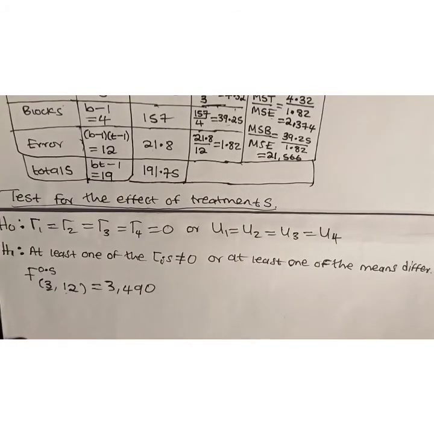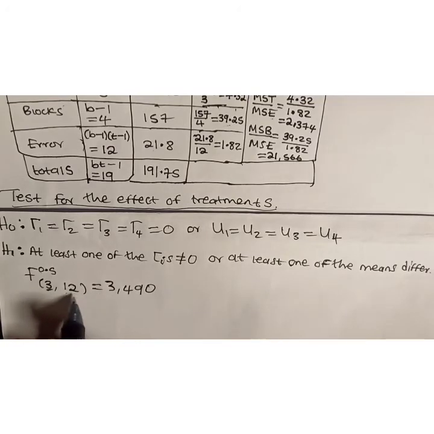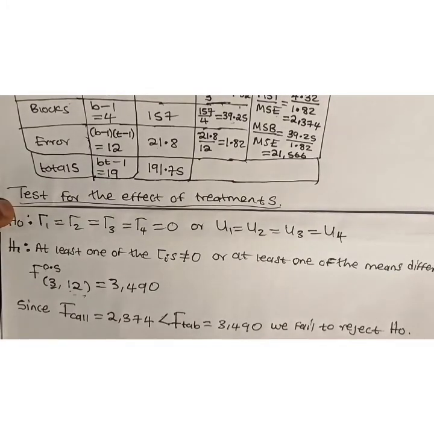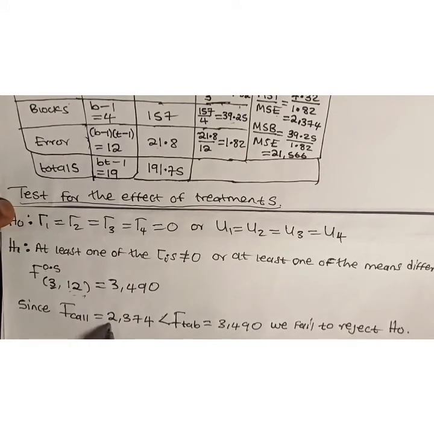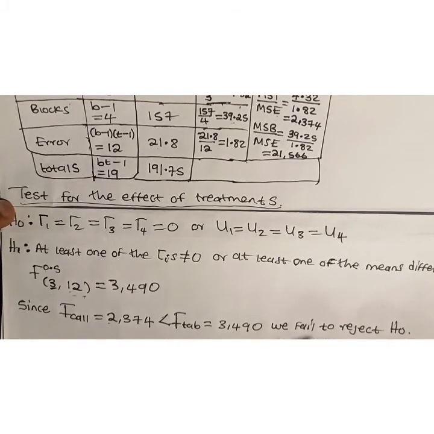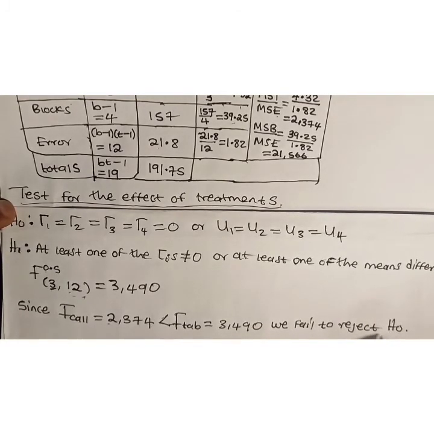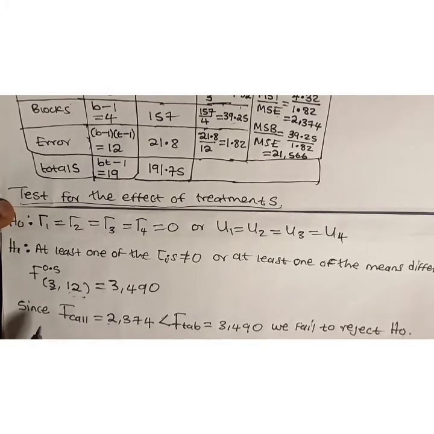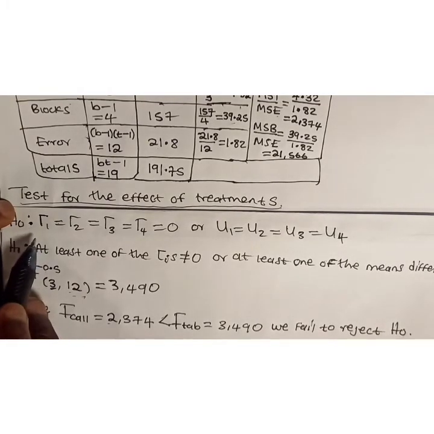So the next step will be comparing the F calculated with this critical value. So since our calculated value, which is 2.374, is less than our tabulated or critical value, which is 3.490, we fail to reject the null hypothesis. So what we're saying is there is no difference among the treatment means, or the effects of treatment are all equal to 0.